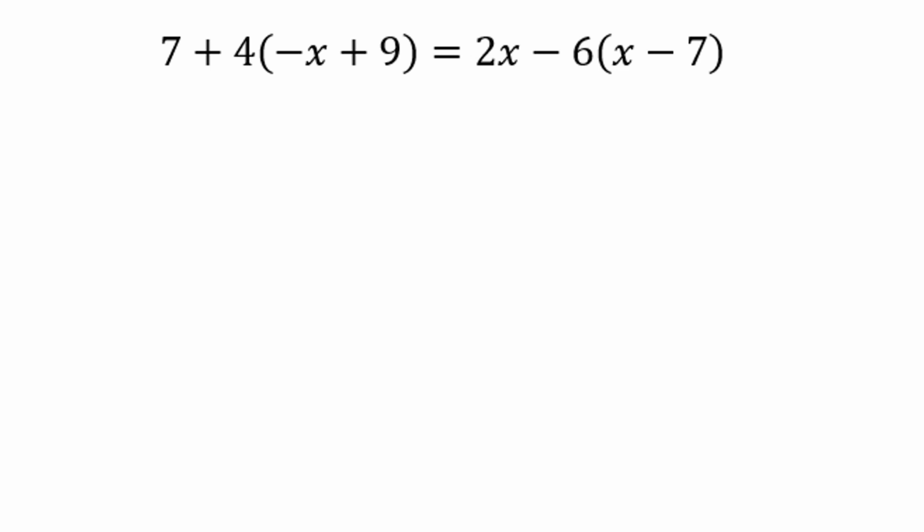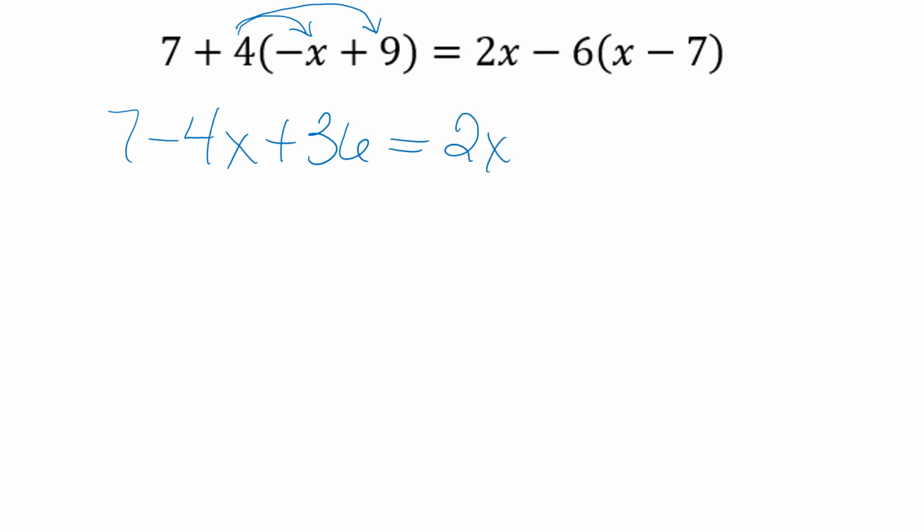We have parentheses in this problem, so we do have to start with distributive property. So I'm going to be distributing the 4 to start with. My 7 is going to stay. Then when I distribute the 4, that gives me 4 times negative x, a negative 4x. 4 times 9 is a positive 36. Keep my equal sign. We're keeping our 2x. And we need to distribute negative 6 because you pick up the sign in front of the number when you do your distributing. Negative 6 times x is negative 6x. Negative 6 times a negative 7 is a positive 42.